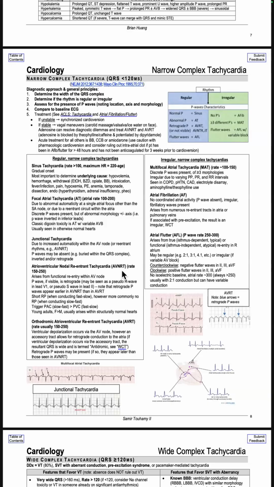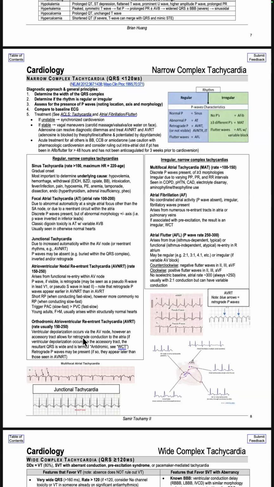And so for this one, the P waves are retrograde if they're visible. The P waves don't have to be visible in this rhythm. And atrioventricular nodal reentrant tachycardia can trigger PAC and PVC and this happens in young adults. And so then we have orthodromic atrioventricular reentrant tachycardia, otherwise known as AVRT.